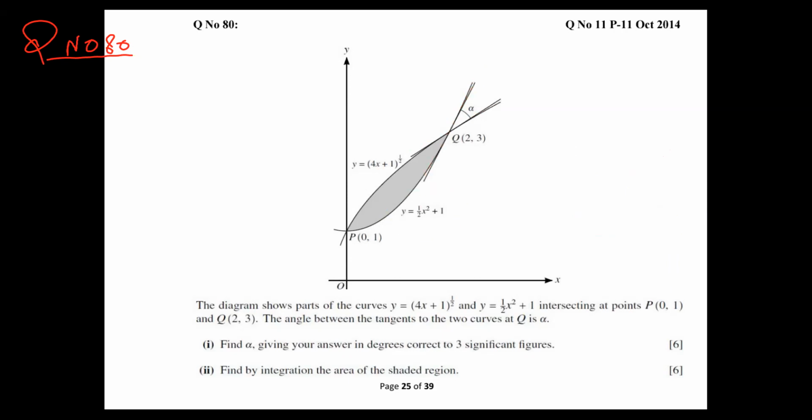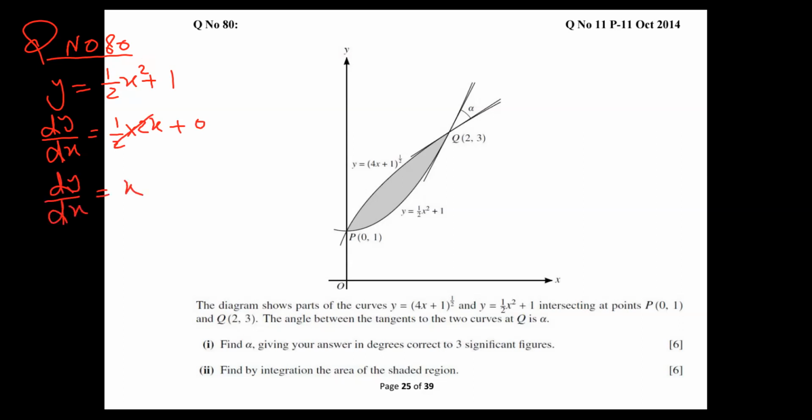So I will differentiate this first, and I will put 2 in its place. Let's start. Bismillah ar-Rahman ar-Rahim. y is equal to half x squared plus 1, and dy over dx gives half as it is. The power 2 comes down and the power becomes 1 less, and the constant becomes 0. So I got the derivative x. But at what point? At Q, 2 comma 3. So the gradient, which I call m2, when I put 2 here, is 2. So the first gradient I got.